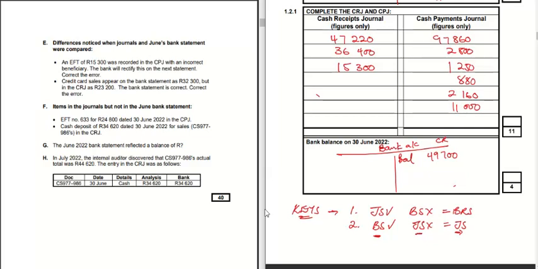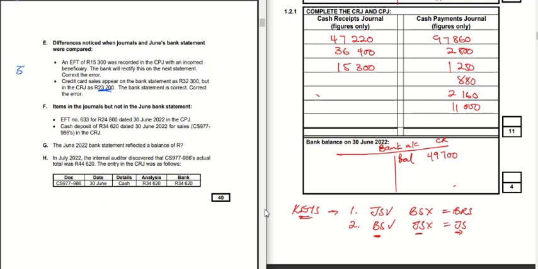Alright guys, so this is a continuation from the earlier video when we're preparing the BRS. So I'm going to read bullet number 2. Credit card sales appear on the bank statement as 32,300, but in the CIJ it is 23,200. The bank statement is correct on this error.